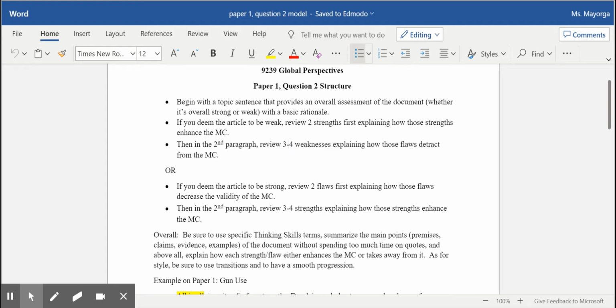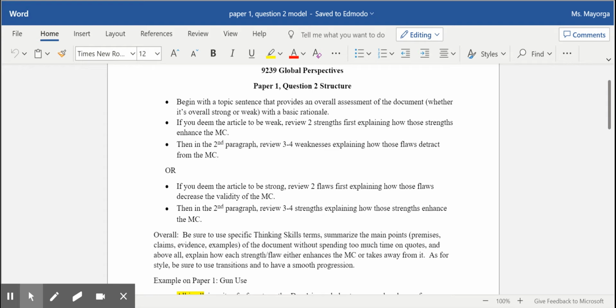Just remember how important it is to use thinking skills terms. That's why we went over that whole PowerPoint. Make sure you don't waste time quoting long sentences. Just summarize it in a few words, because what the examiner wants to look at is how you assess the strengths and weaknesses. So don't waste time restating things.